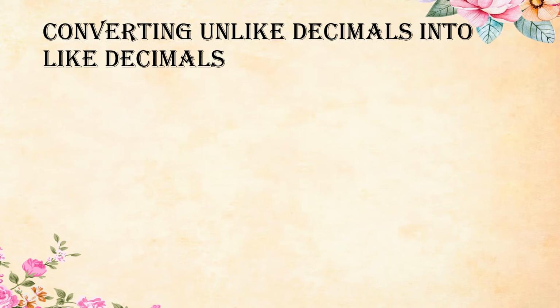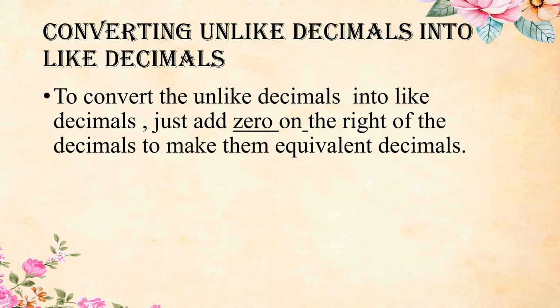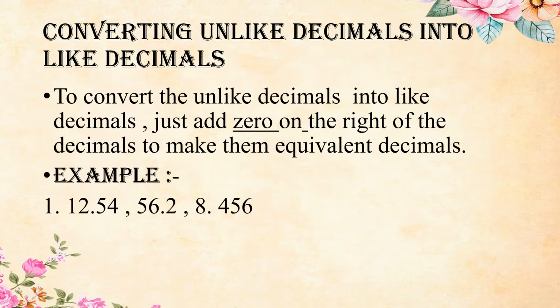Converting unlike decimals into like decimals. To convert unlike decimals into like decimals, just add 0 on the right side of the decimal to make them equivalent decimals. For example, we have 12.54, 56.2 and 8.456.